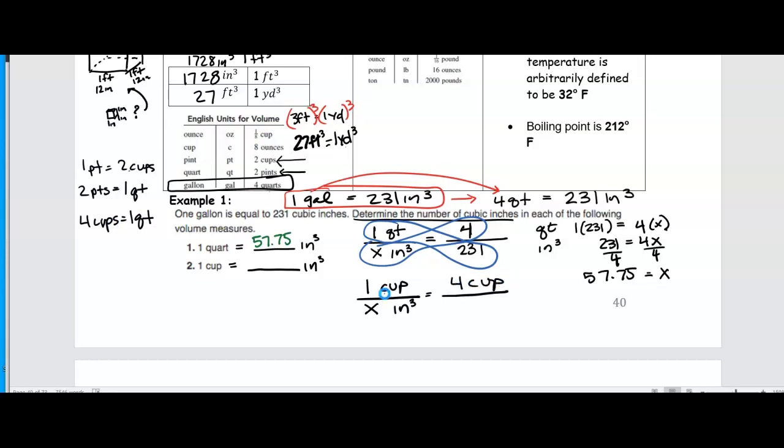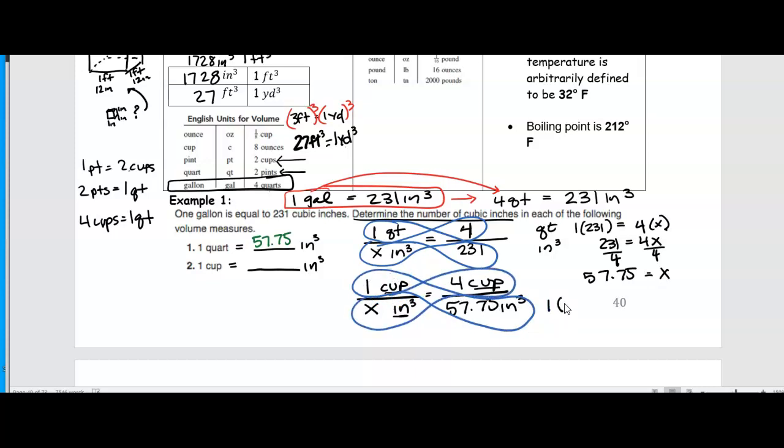Notice cups are on the top here. I'm being consistent. And then inches cubed. Instead of 1 quart, we know that 1 quart is the same thing as 57.75 cubic inches. We already figured that out. So we've got cubic inches on the bottom, cups on the top, and we're going to do the same thing we did in the last problem. We're going to cross multiply. So I'm going to multiply those together, and I'm going to multiply those together.